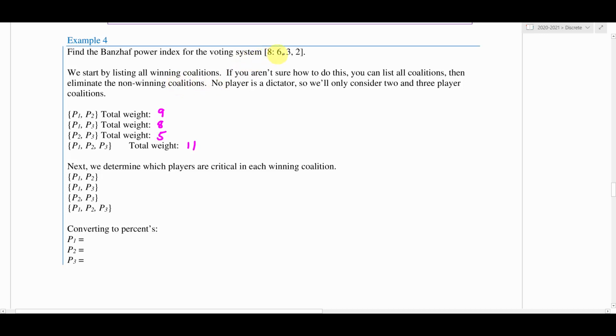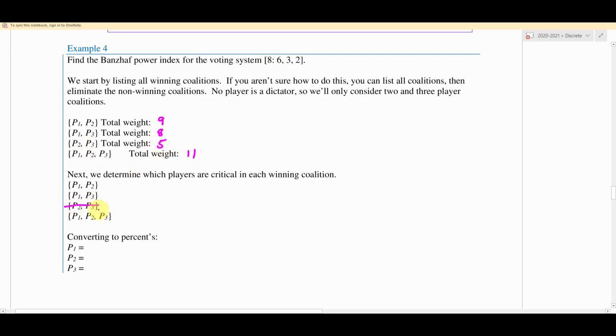Okay. We don't really need to do the single person coalitions here, so like just player 1 all by themselves, because there's no dictator, so we don't have to worry about any of the single player coalitions being a winning coalition. All right, so we're going to determine which ones are winning coalitions and which ones are losing coalitions. So if we look at this, 9, 8, and 11, so these 3 coalitions are winning coalitions because the quota is 8. But the coalition with player 2 and player 3 is a losing coalition because they only have a total weight of 5. So I'm going to cross them off my list.